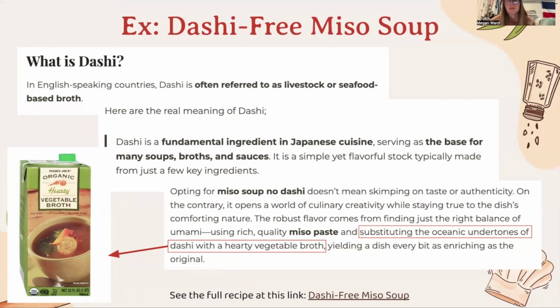Here's an example of a recipe that uses the third solution that I talked about. I found this recipe online for dashi-free miso soup. So this is a Japanese recipe. And here it defines what dashi is, what kind of flavor it has, and what it's made of, and things like that. And then down here, it gives a suggestion for a substitute. In this case, it substituted hearty vegetable broth for the dashi stock. So I included a picture of it here. So this is a great example of a recipe that uses that third solution.